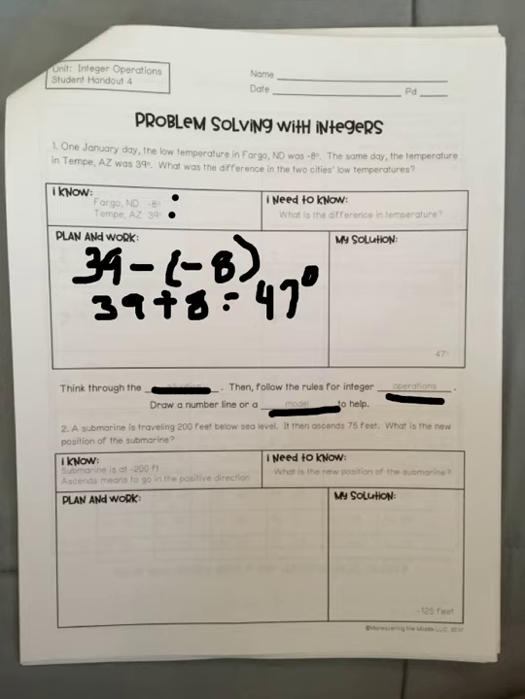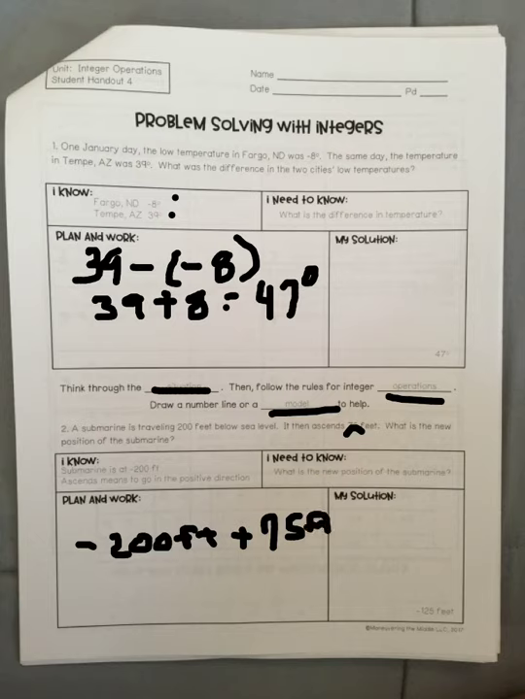Okay. A submarine is traveling 200 feet below sea level, so that would be a -200 feet. It then ascends, that means to go up 75 feet. What is the new position of the submarine? So we have the -200 feet, but then we're adding to that the 75 feet right there.